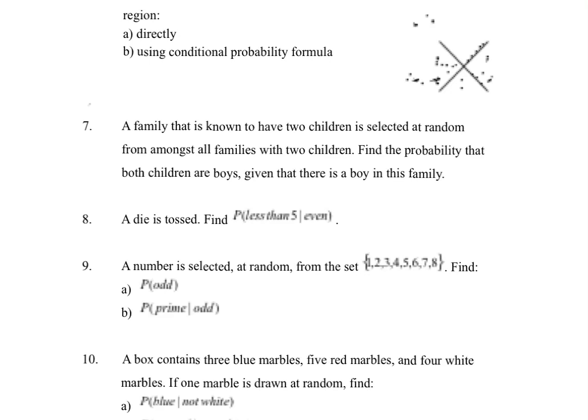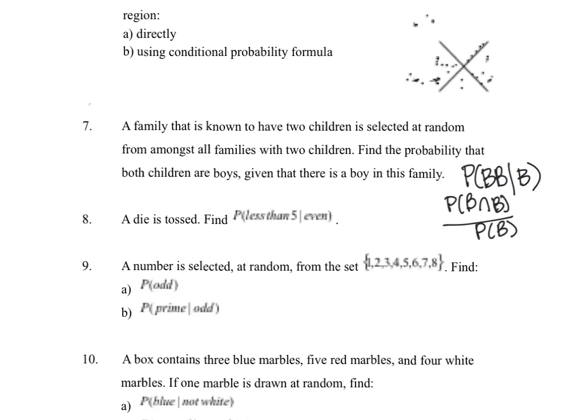Okay, so we need probability. So we need both boys, given that there is a boy in the family. Okay, so 2 children. So we need the probability of boy and boy over probability of boy. Okay, so it says find the probability that both children are boys. So that's where this BB comes from. So find the probability of both are boys, given that there is a boy in the family.